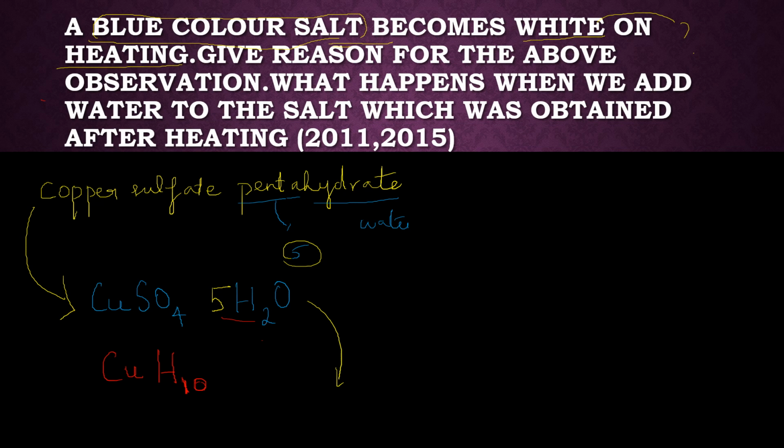Then, what about sulfur? It's only 1, right? Just mention here, just 1. What about oxygen? Here it is 4. What about here? So here this 5 is not only for the H but also for O. So there are 5 oxygen atoms, and here 4 oxygen atoms. 5 plus 4, it is 9. So just put the oxygen symbol here and mention 9. So this is the other way of writing the copper sulfate pentahydrate formula.